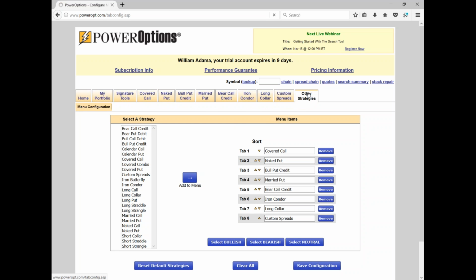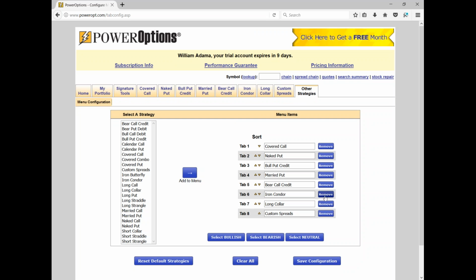Just click on Other Strategies, and then we can choose to remove any of the strategies we're not using. I can add in long call, calendar call, for example. You can customize that view based on which strategies you want to see. Now, to Jim's comment, I was in the bear call, remember?